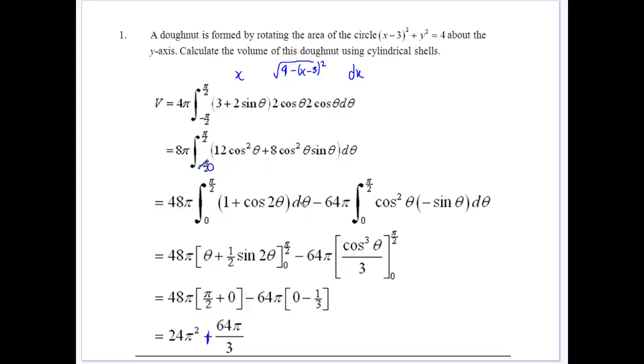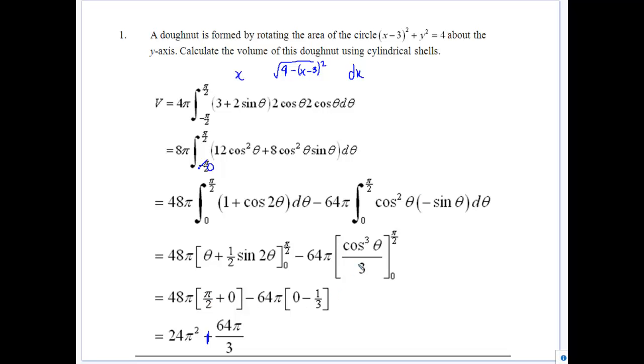And our 8 times our 8 there gets put out, and we get cos squared theta sine theta, and we're going to make it minus because we're going to reverse that chain rule. So the minus 64, that's why the plus becomes minus, because we're going to put a minus in there, because the derivative of cos is minus sine. We integrate here between 0 and pi on 2. We integrate and get our reverse chain rule for that part. Do our substitution, put our pi on 2 and 0 in, and we only get the pi on 2 out from that.